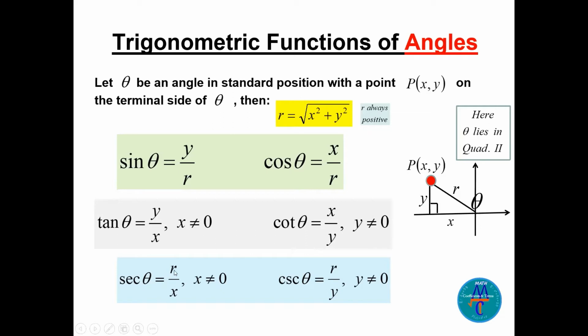Secant of theta is r over x and cosecant of theta is r over y. Secant is related to the cosine. You see, cosine of theta is x over r and the secant of theta is r over x, which is the reciprocal. Also, cosecant of theta is the reciprocal of sine of theta.